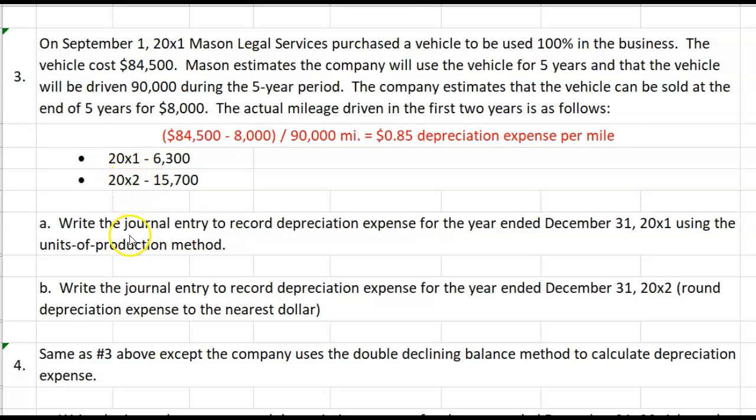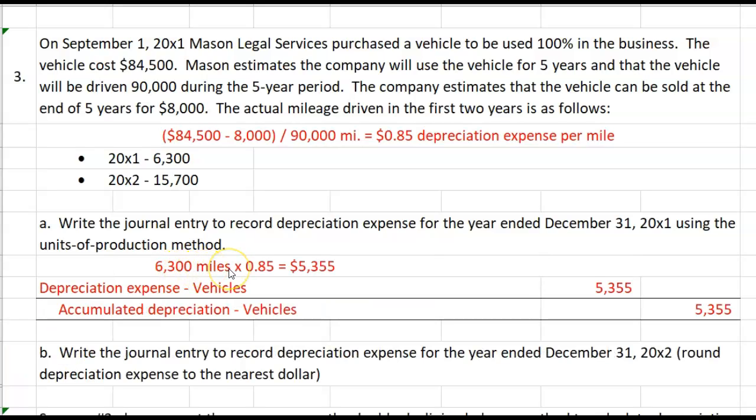So the journal entry then for December 31st, 20X1 is as follows. First, calculate depreciation expense for 20X1. That's the 6,300 miles actually driven times 85 cents per mile, and that equals $5,355 of depreciation expense for X1. Debit depreciation expense, vehicles, credit accumulated depreciation, vehicles, for $5,355.